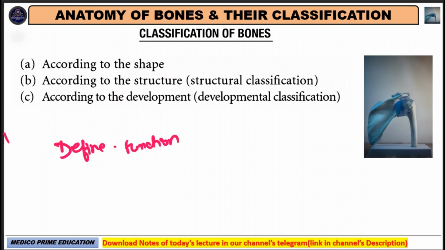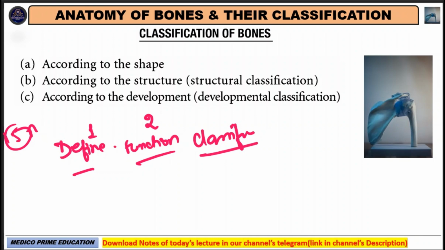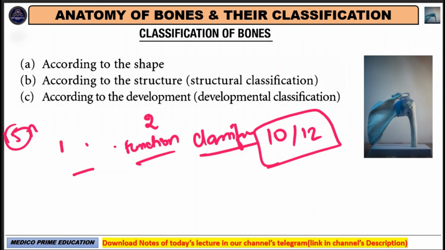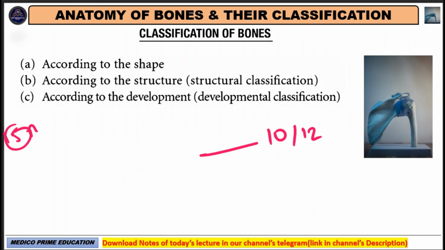In the long question, it may be 15 marks or 10 marks, they may ask the function of bones and classification. The definition may be 1 mark, the function may be 2 marks, and classification may be 10 or 12 marks. So this whole long answer question may be asked in your exam. This is the pattern, so in this pattern you have to make the notes from my slide.